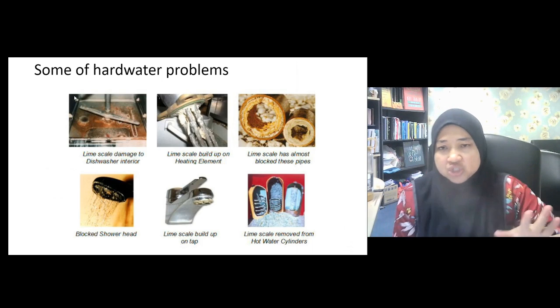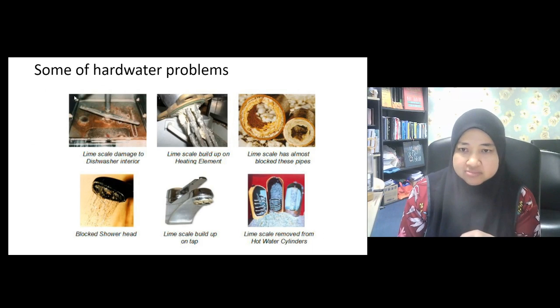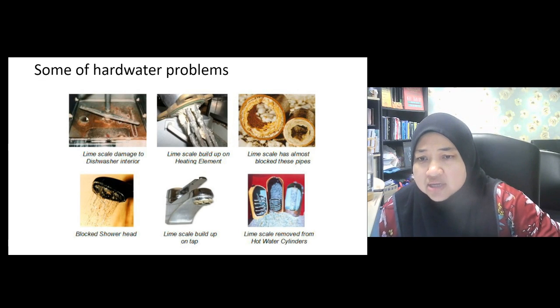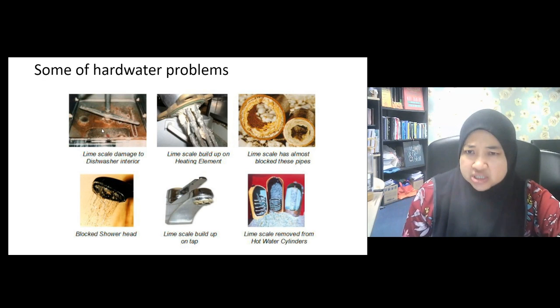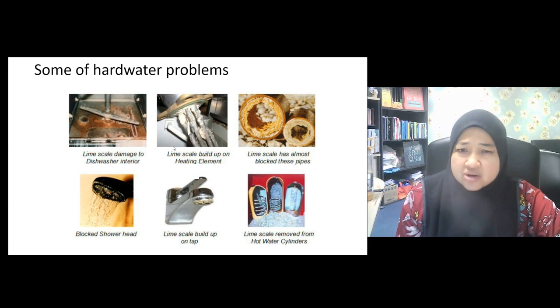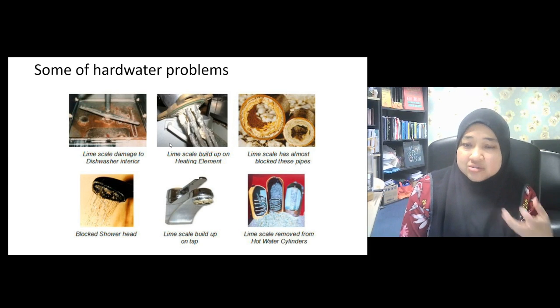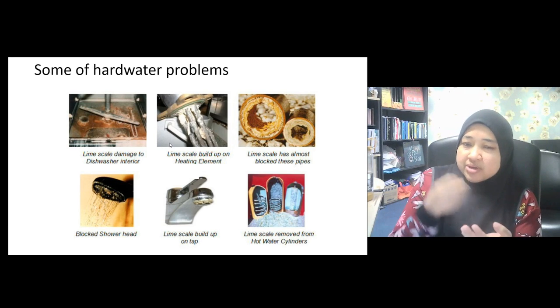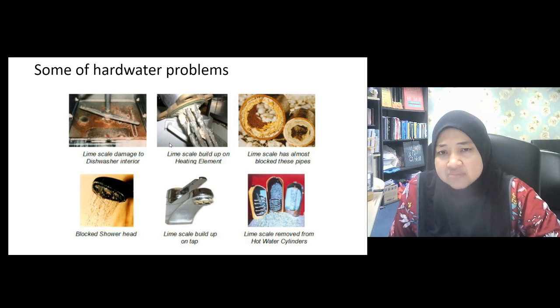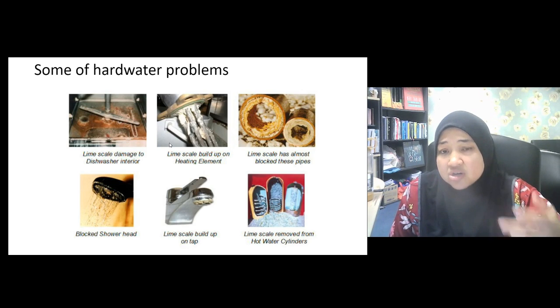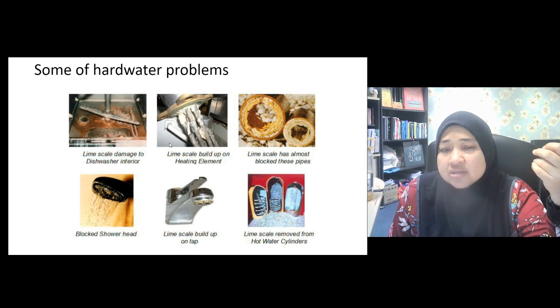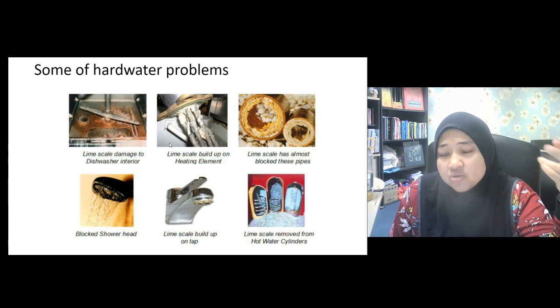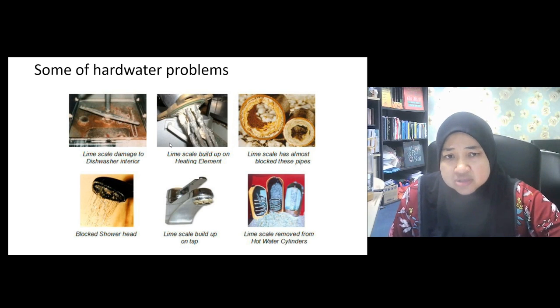Okay, so this picture shows you some hot water problems. You can see that lime scale damages the dishwasher interior here. Also, lime scale builds up on heating elements. What happened? Remember, when we heat water, some of the water becomes vapor and then it lifts up, so it easily builds up lime scale at the heating element, because in the cold countries they have winter, so very cold, so they have heating elements in their tap water.